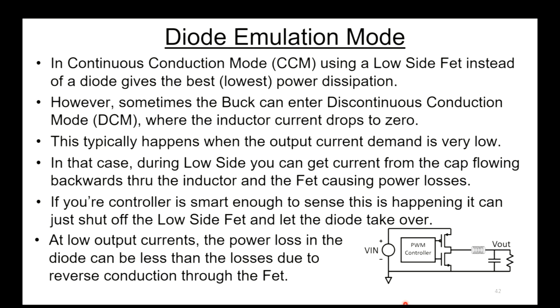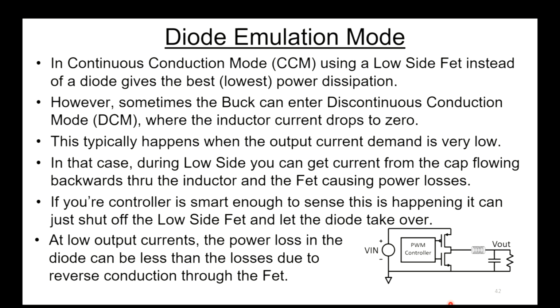So in continuous conduction mode, using a low side FET instead of a diode gives the best, lowest power dissipation. However, sometimes bucks can enter what's called discontinuous conduction mode. This is where the inductor current drops to zero, and this typically happens when the output current demand is very low. So you're not pulling a lot of current out of the part. During low side, you can actually get current going backwards through the low side FET, with the cap going in reverse through the inductor and the low side FET to ground. And this can cause some losses.